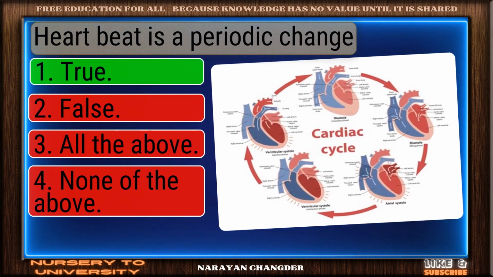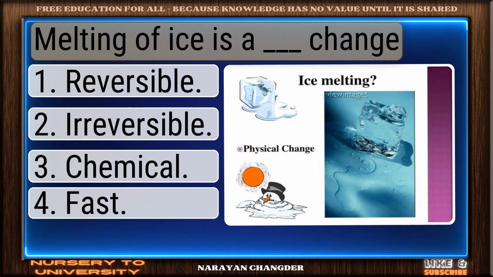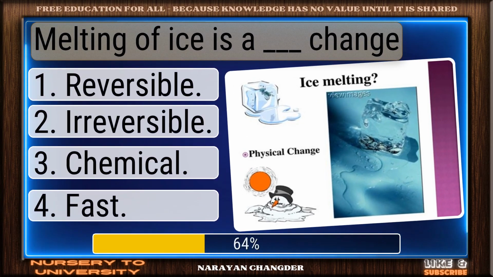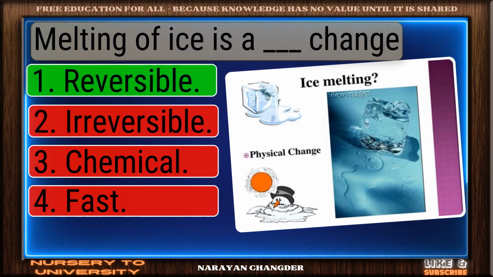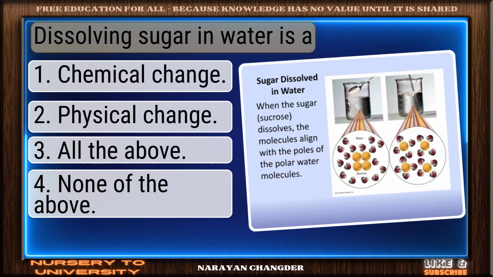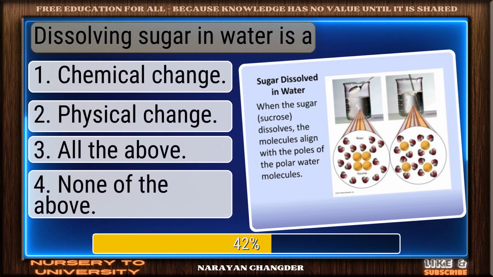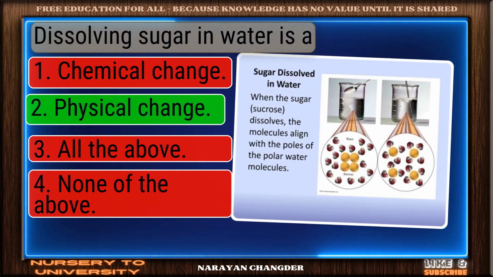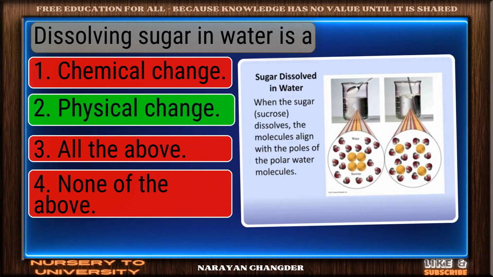Good job. Your answer true works well here. Melting of ice is a dash change. Well done. Reversible is the right choice. Dissolving sugar in water is a. Exactly. Physical change makes sense and it is the right choice.